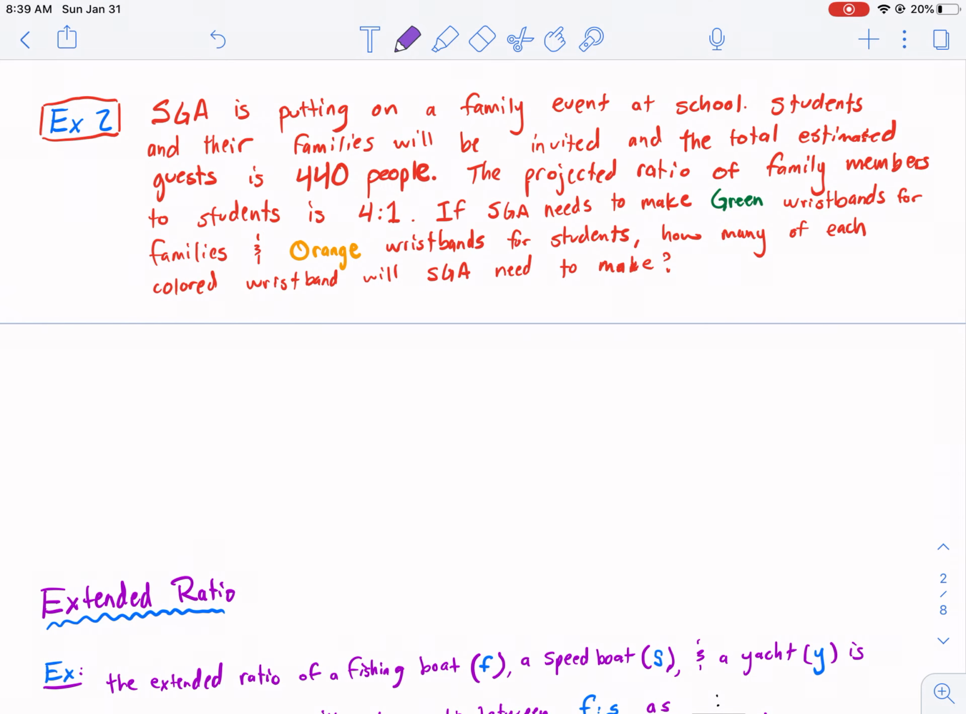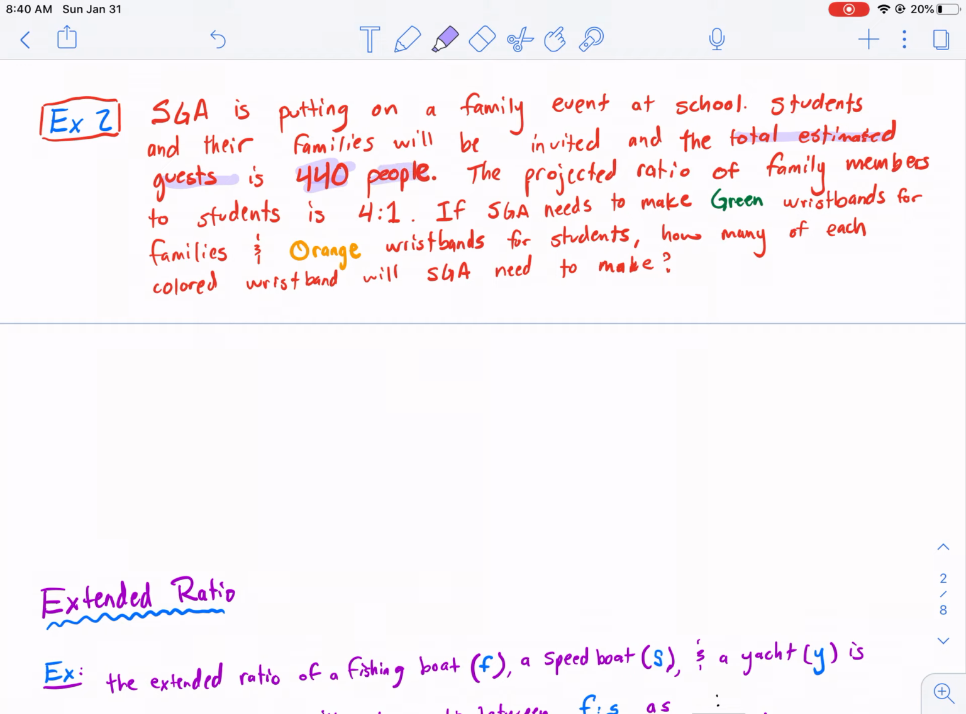Let's get into example 2. We have like a student government example. SGA, Student Government Association, is putting on a family event at school. Students and their families will be invited, and the total estimated guests is 440 people. Okay, so I'm going to highlight that information. We have total estimated guests 440 people.